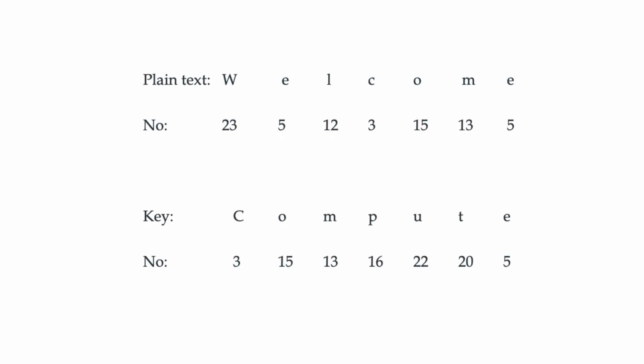For example, plain text is welcome. The key is compute. Now, according to our encryption algorithm, we assign a number to each character of our plain text and key. The plain text is WELCOME. The corresponding numbers are 23, 5, 12, 3, 15, 13 and 5. The key is COMPUTE. The corresponding numbers are 3, 15, 13, 16, 21, 20 and 5.